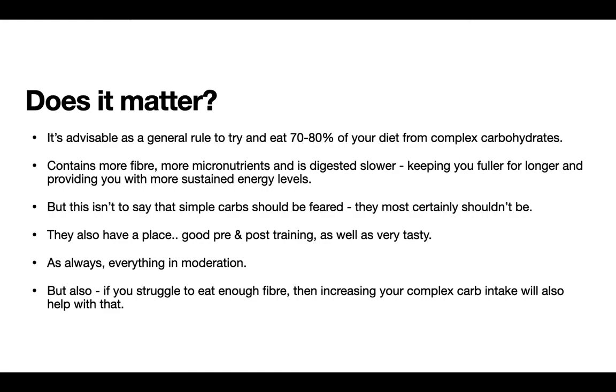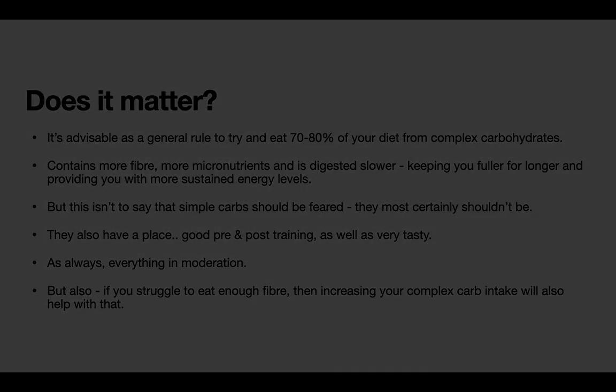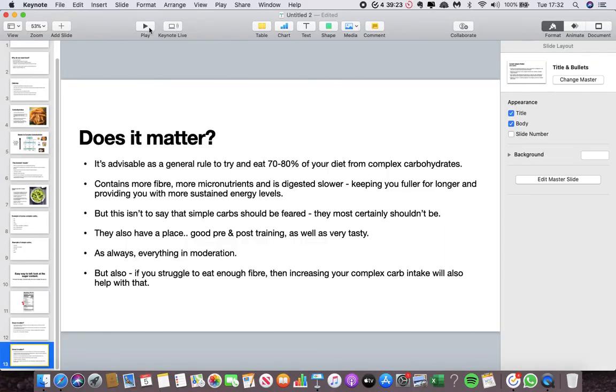And they're also very tasty. And as always, it is everything in moderation. So just eat like an adult and try and get 70% of your diet from complex carbohydrates. Obviously, if one day you have 20% complex carbohydrates and one day you have 100%, it really doesn't matter. But just being sensible and having awareness is probably quite helpful. And also, if you struggle to eat enough fibre, then increasing your complex carb intake will definitely help with that. So that is everything.